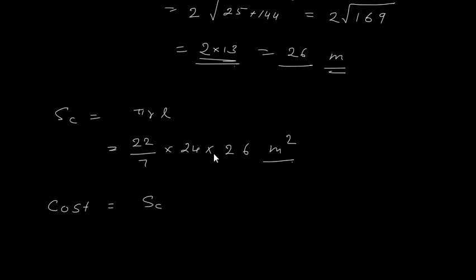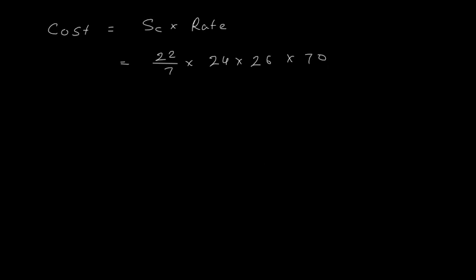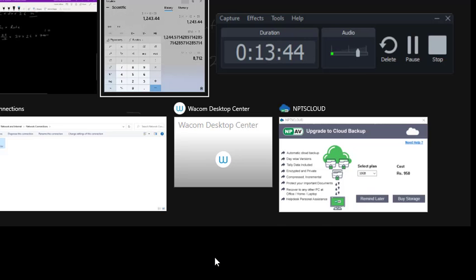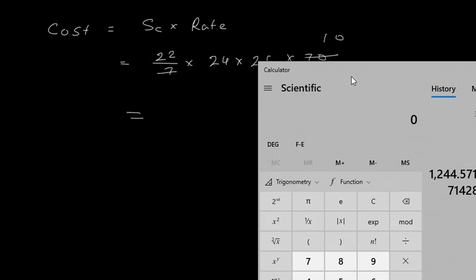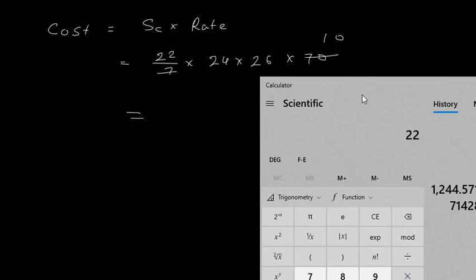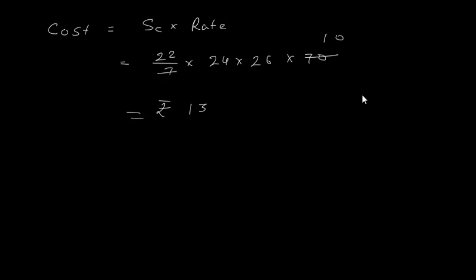And then I will say the cost is equals to curved surface area multiplied by rate is equals to 22 divided by 7 into 24 into 26 into 70. Now with 7, I will cancel this 70, I will get 10, and then I have to multiply 22 into 24 into 26 into 10. It is 137280 rupees. So 1,37,280 rupees is the total cost of tent.